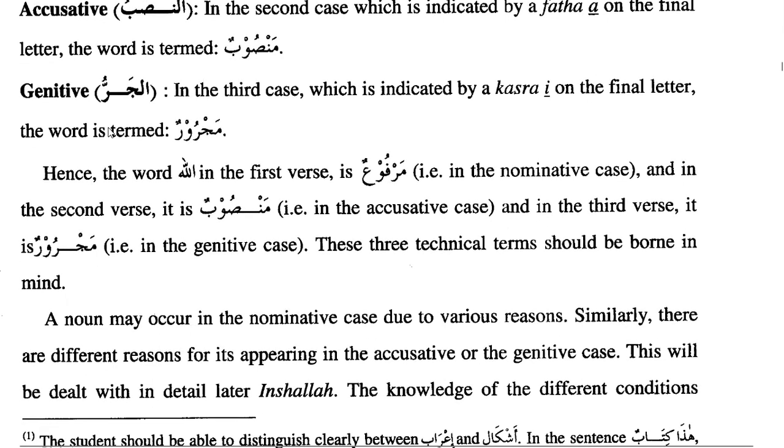Continue. A noun may occur in the nominative case due to various reasons. Hence the word Allah in the first verse is marfu, that is, in the nominative case. In the second verse, it is mansub, in the accusative case. And in the third verse, it is majrur, in the genitive case. These three technical terms should be borne in mind. Yes, you all need to remember these three words: marfu, mansub, and majrur.